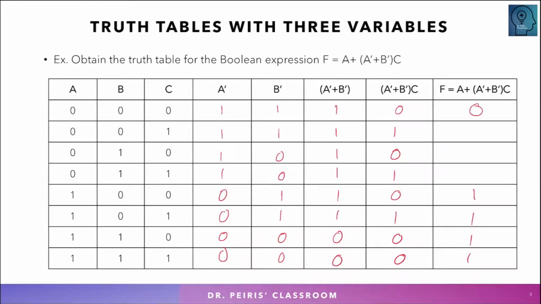The next one, this is 1, which means the output is 1. The third row both are 0, output is 0. Fourth one, it's 0 and 1, which is 0. So this is how we do the 3 variable k-maps, 3 variable truth tables, sorry.